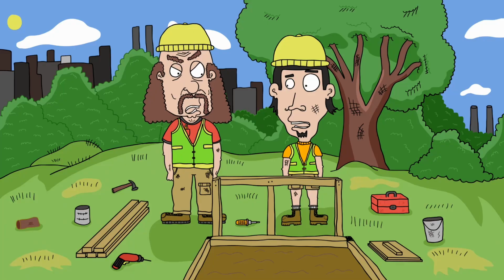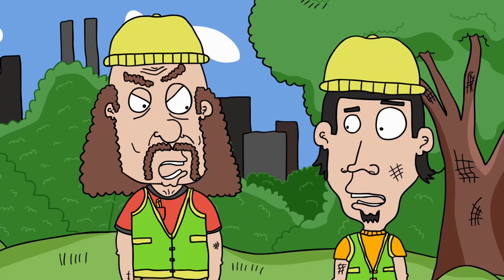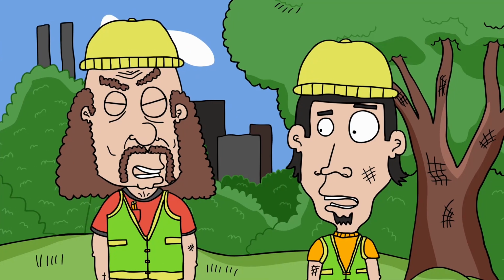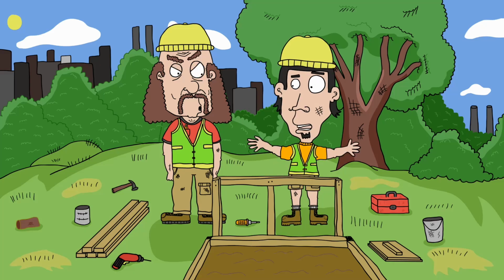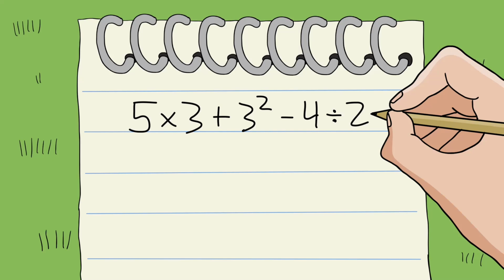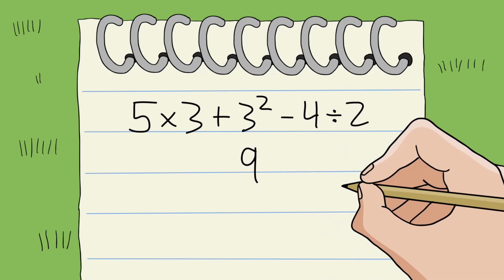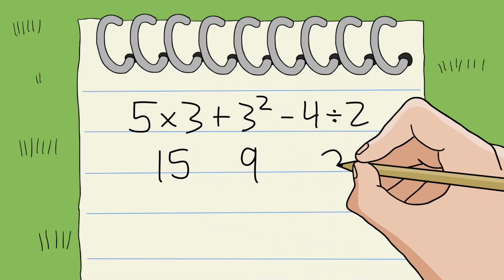Let's take a look at the order of operations in a real-life example. Hey Brent, I need you to do some math so I know where to make a cut with the saw. What's 5 times 3 plus 3 squared minus 4 divided by 2? Okay, sir, I can do that math. Let's see. Okay, PEMDAS. First, we do the exponent. 3 squared is 9. Next, we do division and multiplication from left to right. 5 times 3 is 15. 4 divided by 2 is 2.